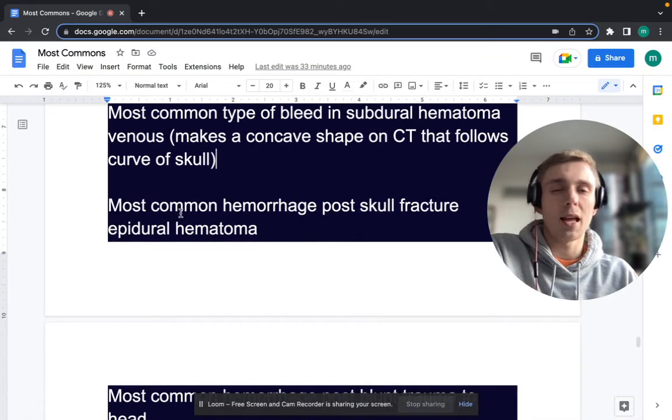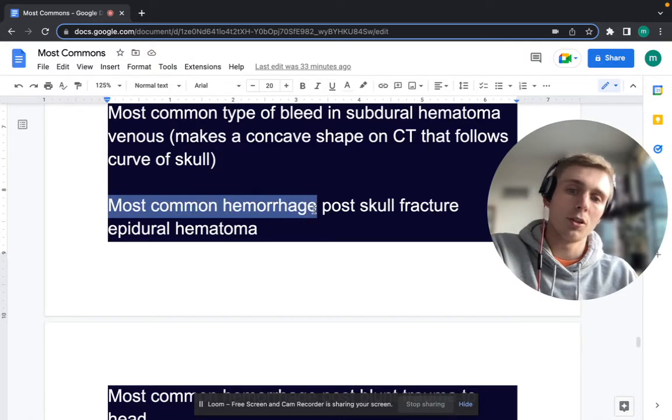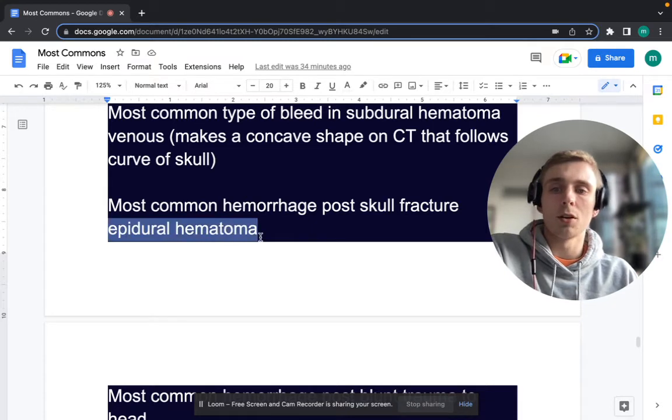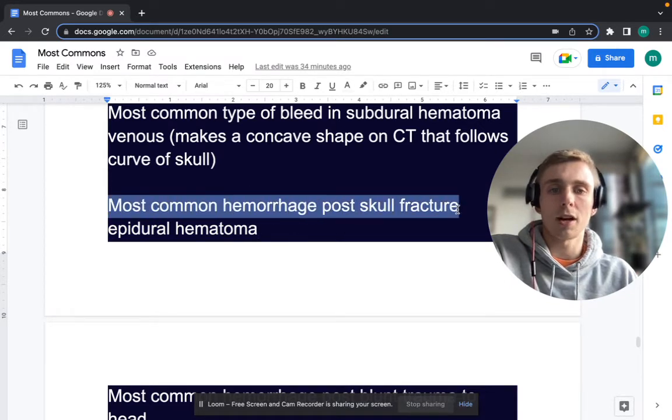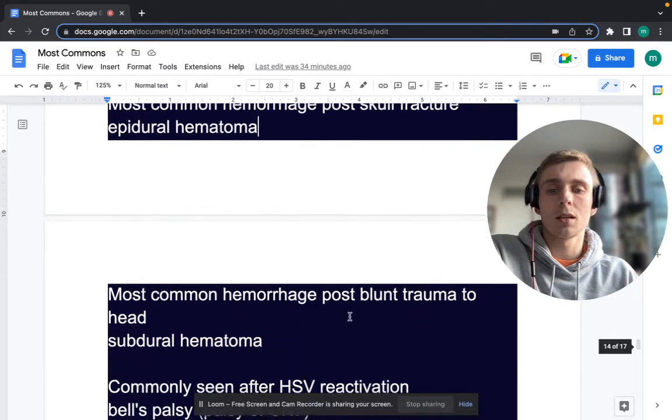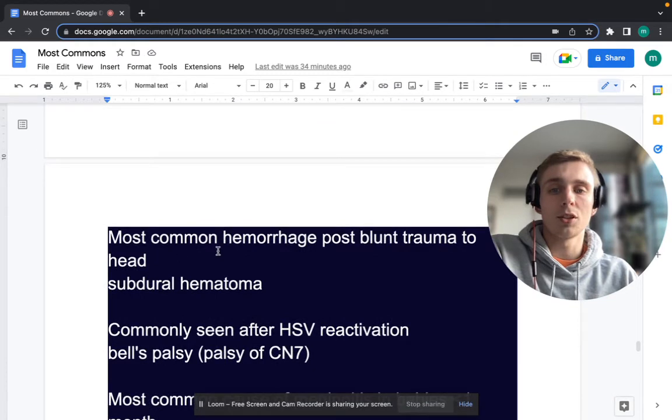How about the most common hemorrhage post-skull fracture? We already talked about this. That's going to be, of course, epidural hematoma. So the epidural hematoma, that's from MMA, getting hit in the temporal area, getting fractured. So skull fracture, temporal, that's going to be epidural hematoma. How about the most common hemorrhage post-blunt trauma to the head? Blunt trauma to the head, that's going to be subdural hematoma.